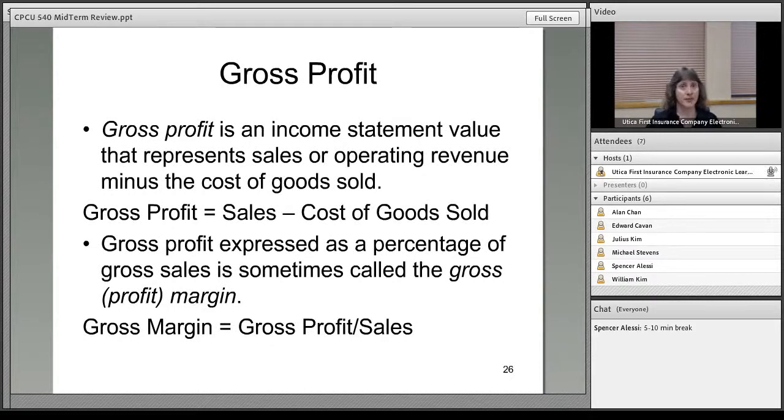Gross profit. Gross profit is an income statement value that represents sales or operating revenue minus cost of goods sold. So you'll see that as a column on the income statement. And there's the formula. And your gross margin would be your gross profit divided by sales. So that's telling me what my margin is on my sales, how much my profit margin.